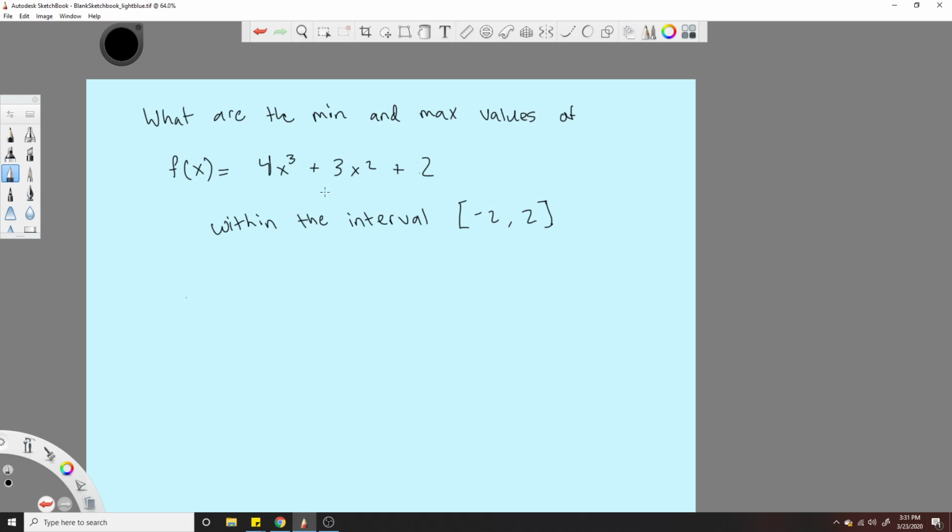You want the min and max values of some function. The first thing you've got to realize is it doesn't want to know where the min and max values are. It wants to know what the min and max values are, meaning it's looking for f of x values.